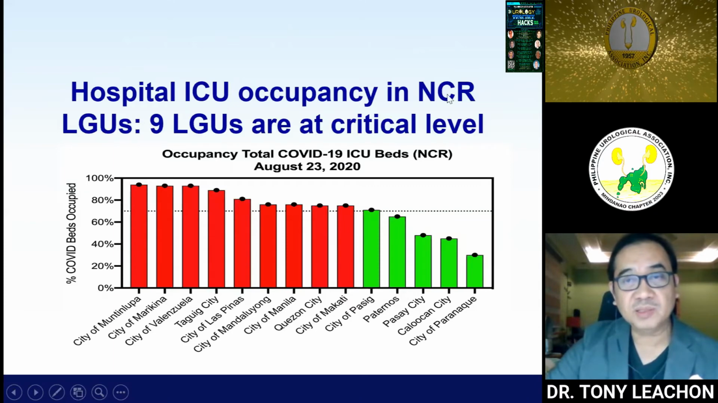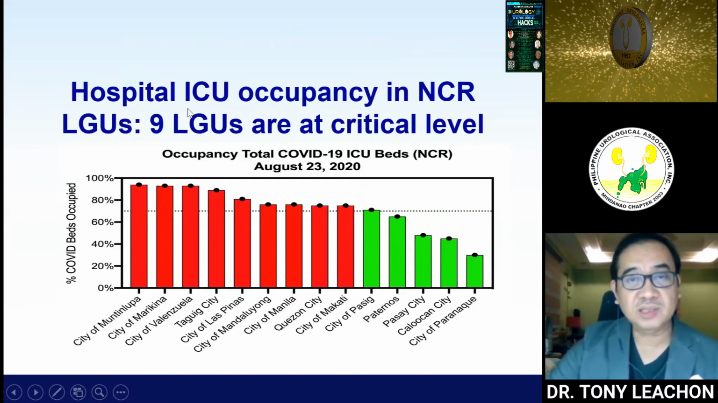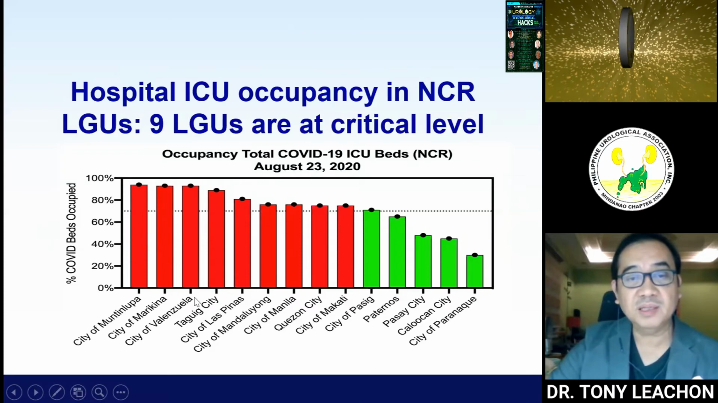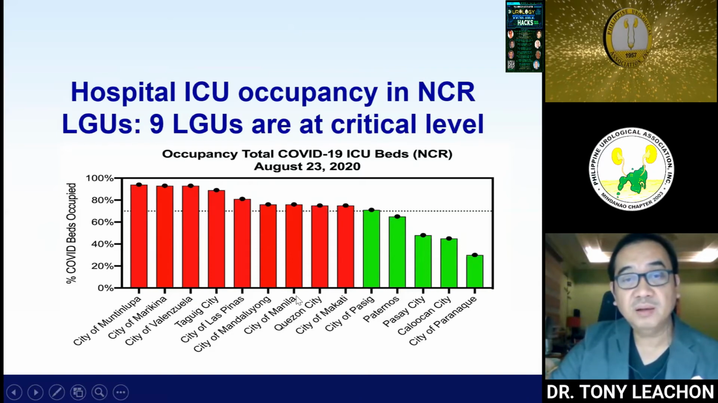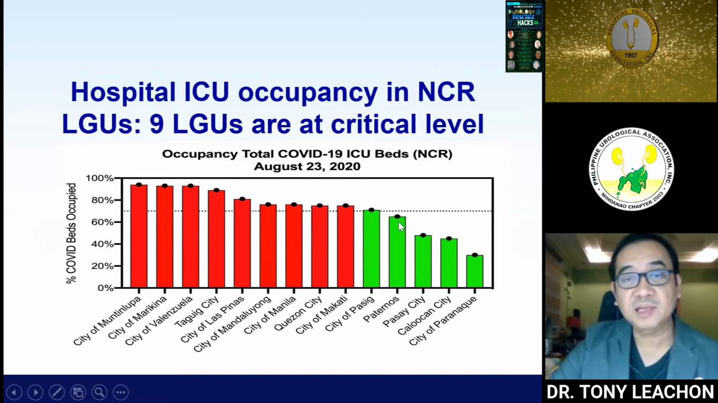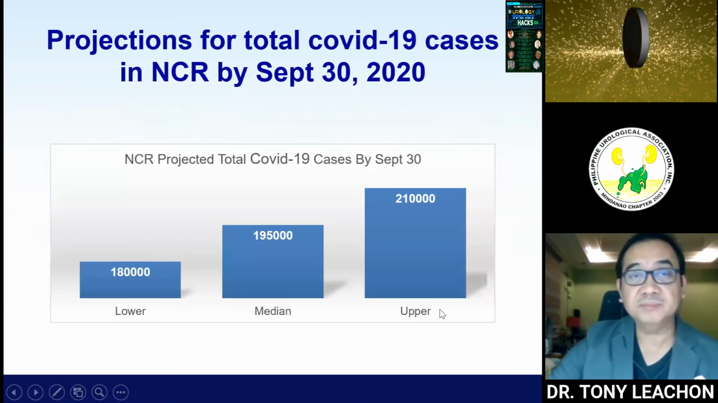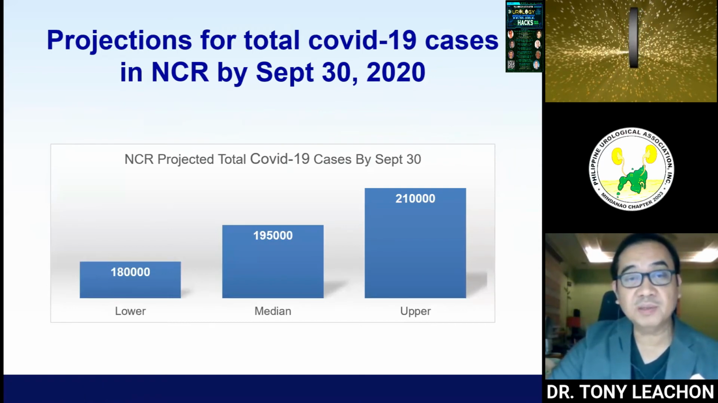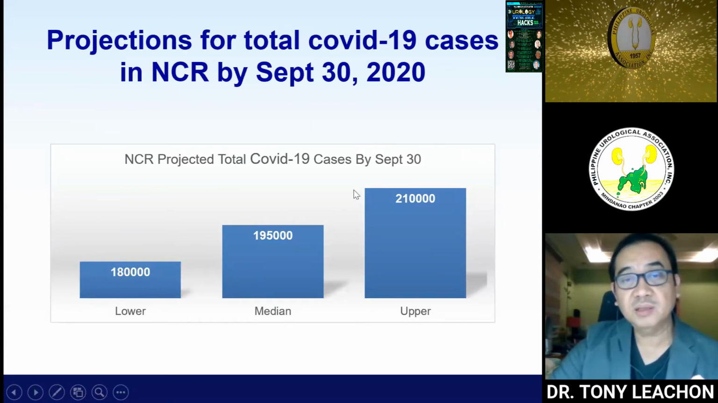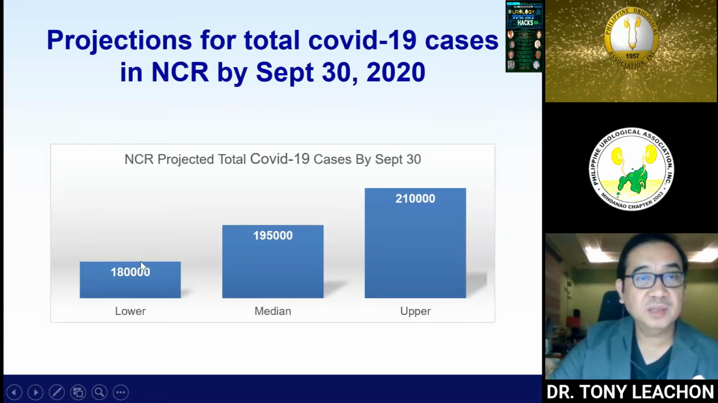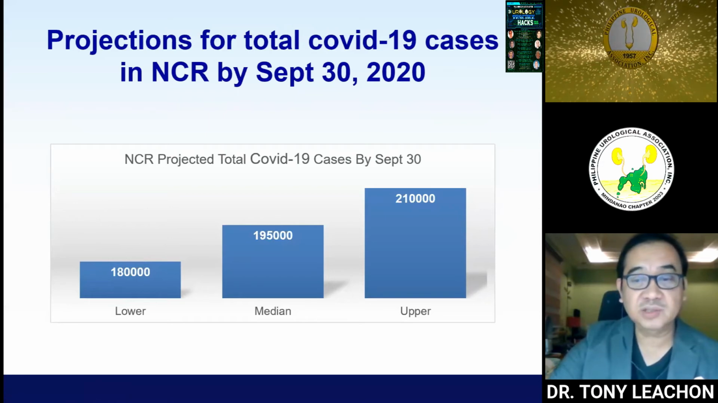The hospital ICU occupancy in the National Capital Region, as you can see here, 9 LGUs are at critical level, and these are the city of Muntinlupa, Marikina, Valenzuela, Taguig City, Las Piñas, the city of Mandaluyong, Quezon City, the city of Makati. And then those who are doing well at this point in time, less than 70%, city of Pasig, Pateros, Pasay City, Caloocan, and then Parañaque. The projections for the National Capital Region, we hope that we can actually have only 180,000 by the end of the month, because this would cause some problems in our economy, particularly our GDP.